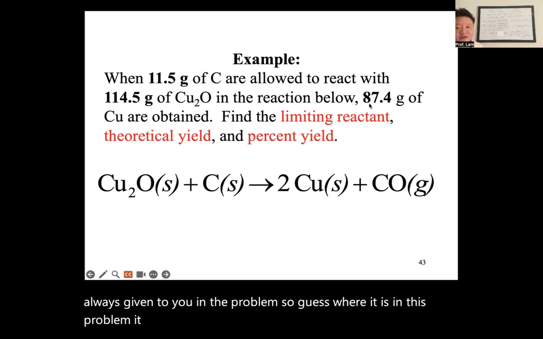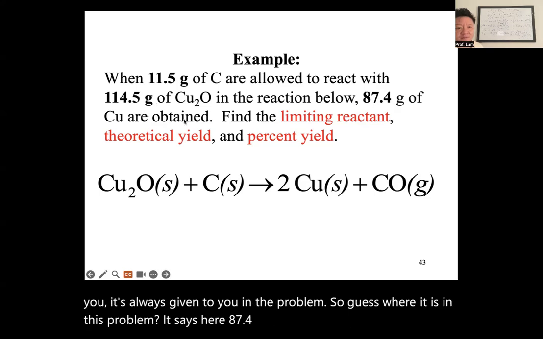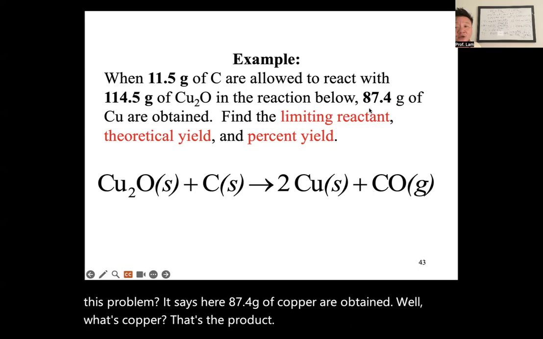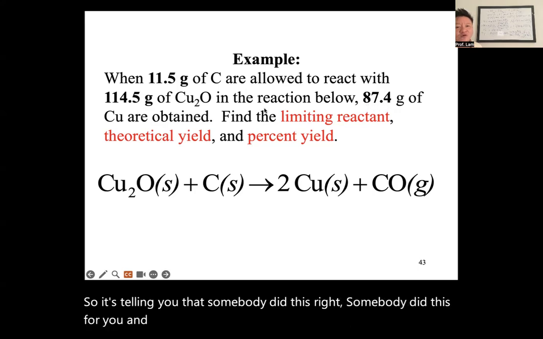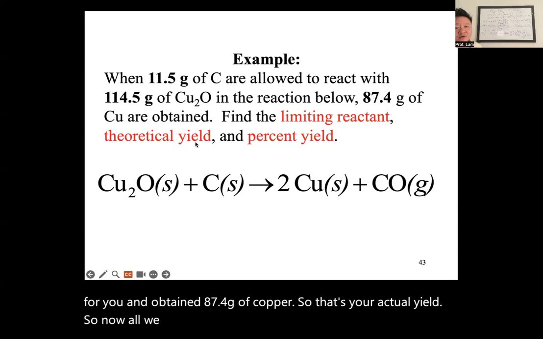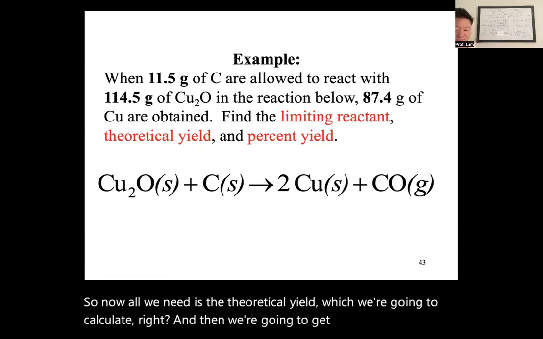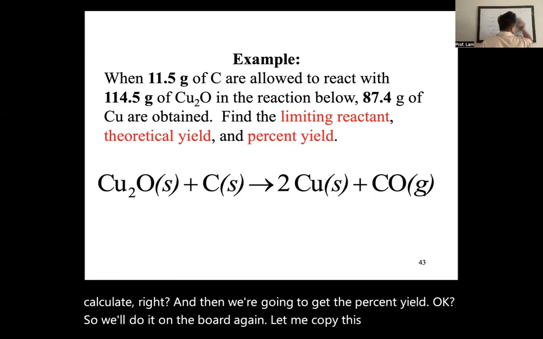It says here, 87.4 grams of copper are obtained. Well, what's copper? That's the product. So it's telling you that somebody did this for you and obtained 87.4 grams of copper. So that's your actual yield. Now all we need is the theoretical yield, which we're going to calculate, and then we're going to get the percent yield. Okay, so we'll do it on the board again. Let me copy this down.